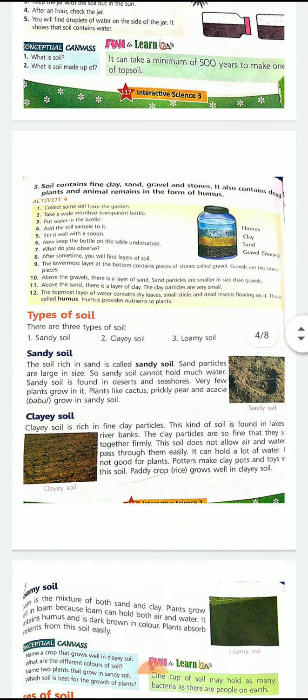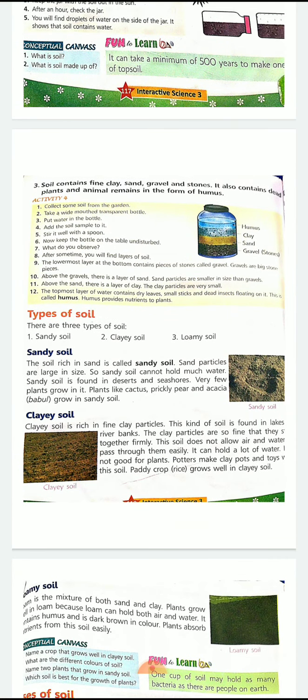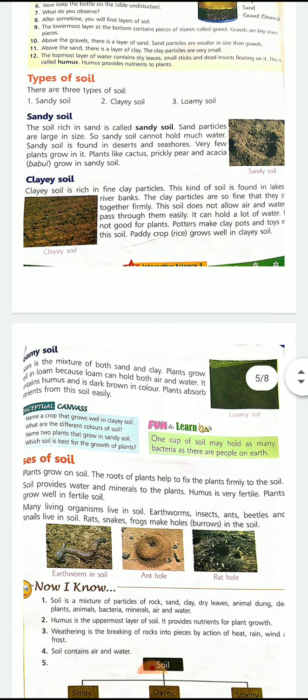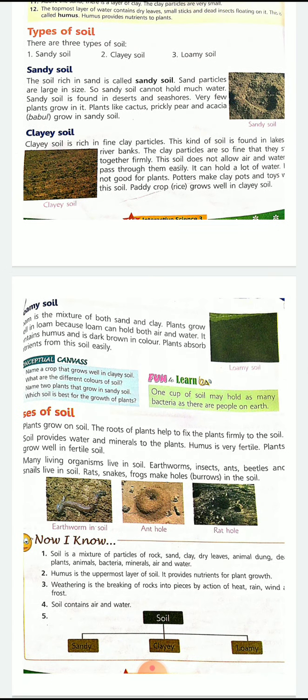Then we also went through how it can be proved that soil contains water and air. Then we studied the types of soil: sandy soil, which is not very good for growing anything, where rare plants like cactus grow; clay soil, which is used for making pots, and only paddy, that is the rice crop, grows there; and loamy soil, which is the best soil for growing crops, and a lot of crops are grown in it.